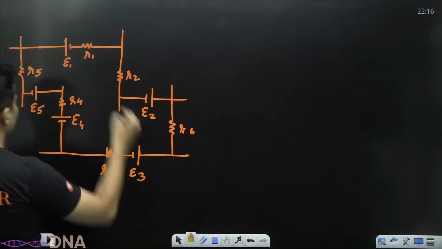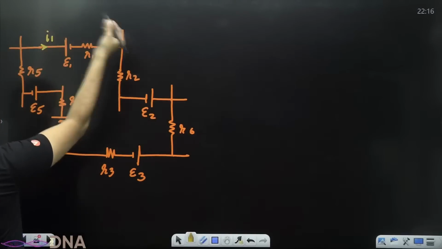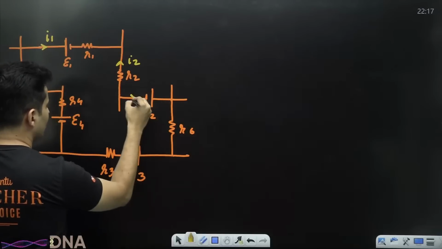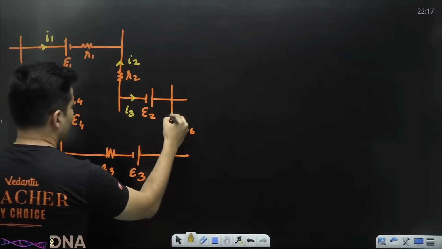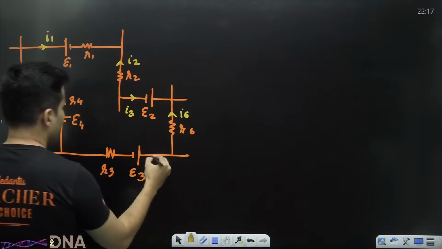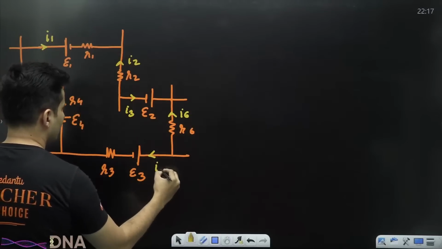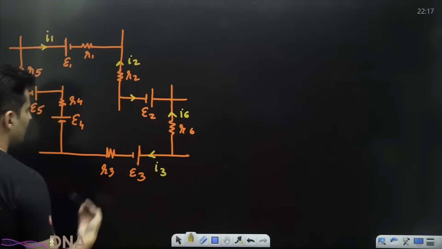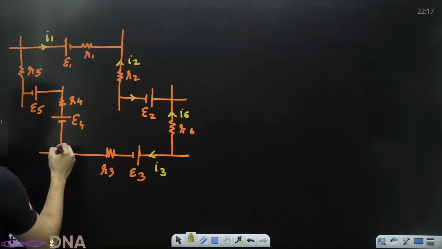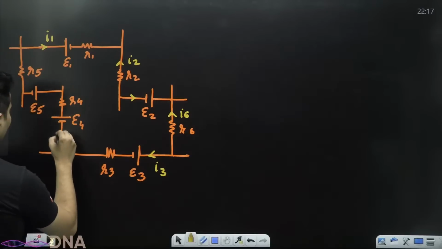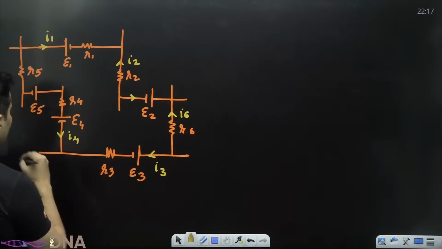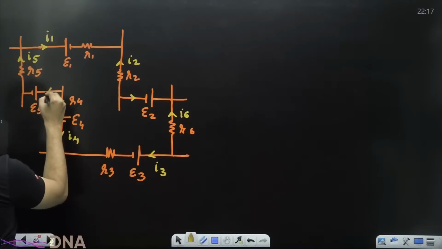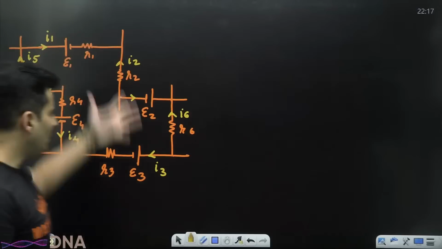Let's show some currents also. Maybe the current is like this. Assume the currents. Maybe here it is like this, maybe here, maybe here. Here actually I don't need the current because there is no resistor. The value is not needed. Maybe here it is like this, maybe here. These are some assumed currents.